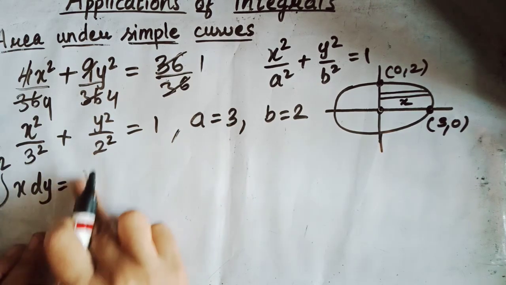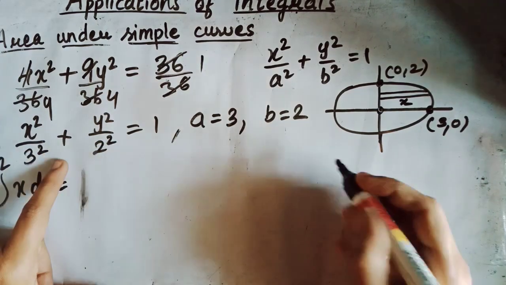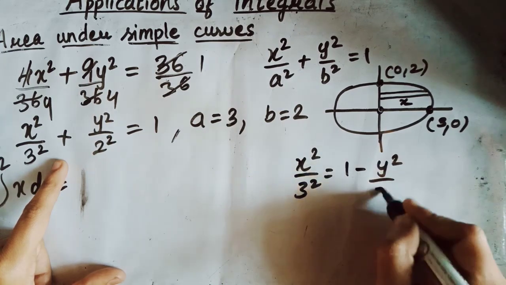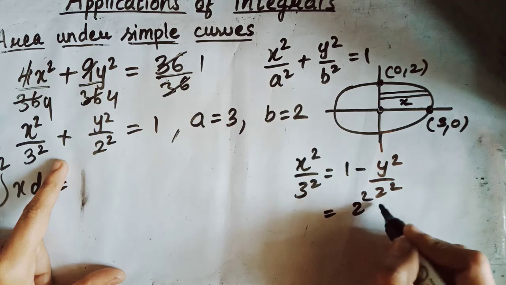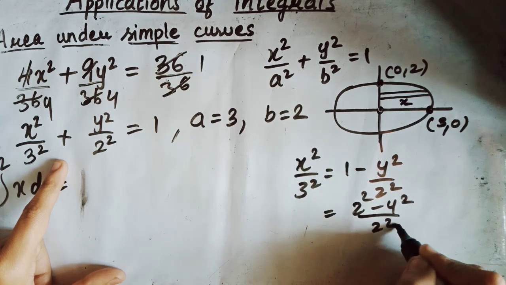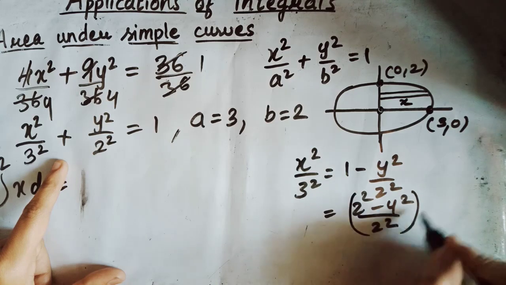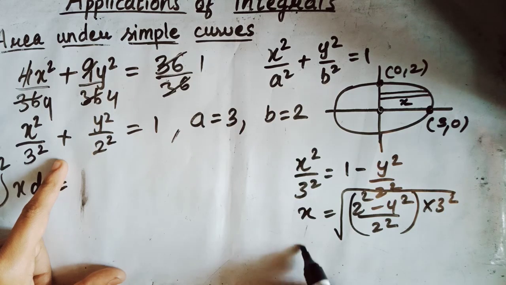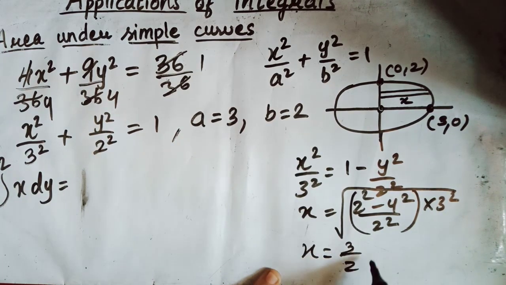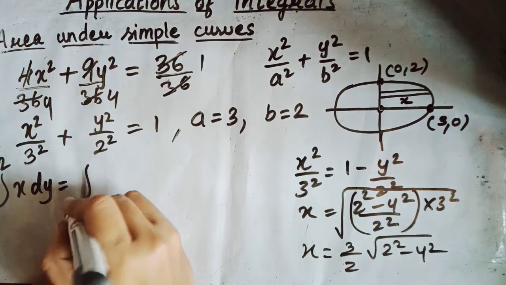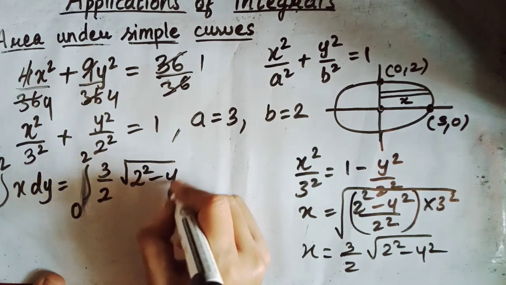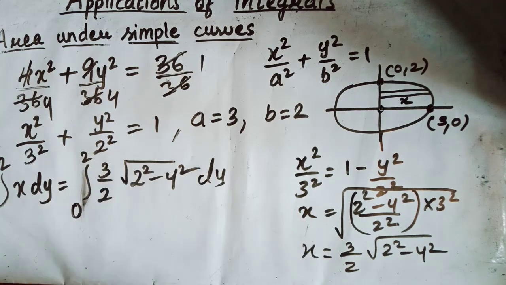First you have to find what x is from this equation. So x square by 3 square equals 1 minus y square upon 2 square. This will be 2 square minus y square upon 2 square, and the 3 square gets multiplied here along with the root part. So this is your x: 3 by 2 root of (2 square minus y square). Substitute this, 2 square minus y square dy.